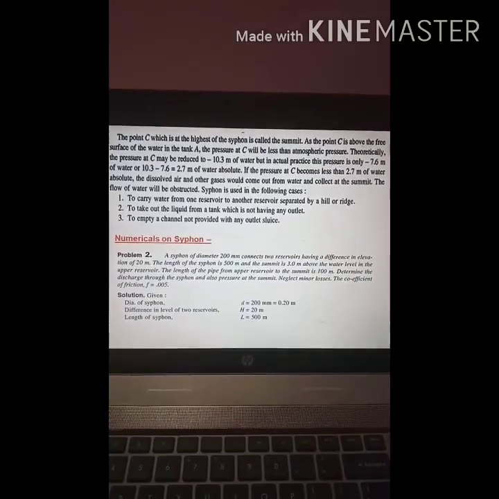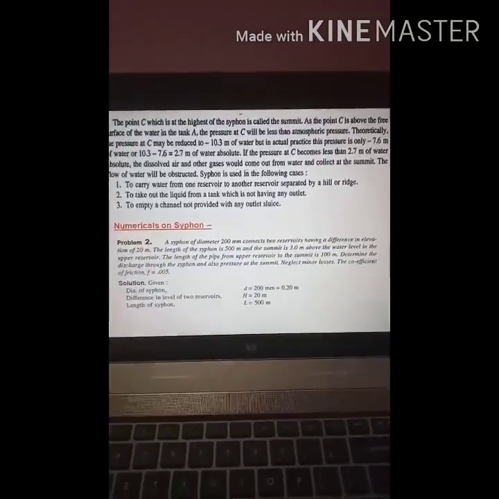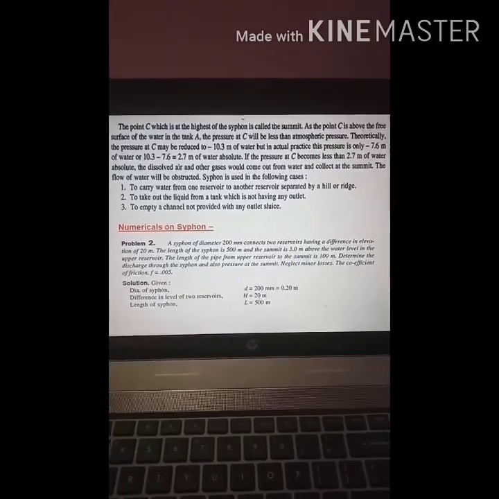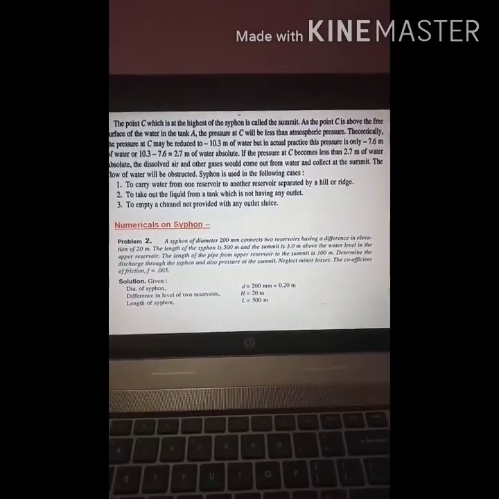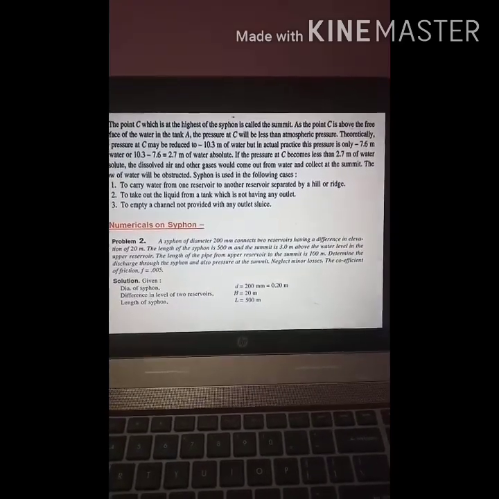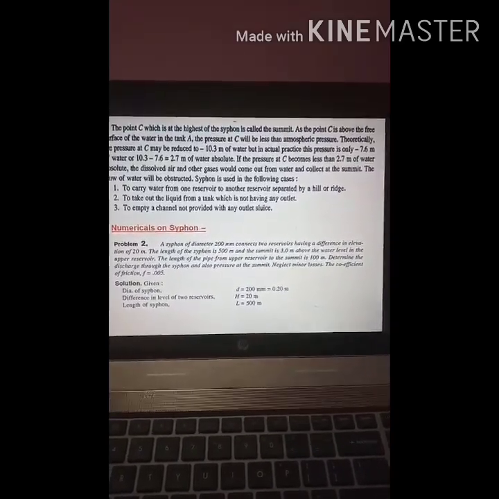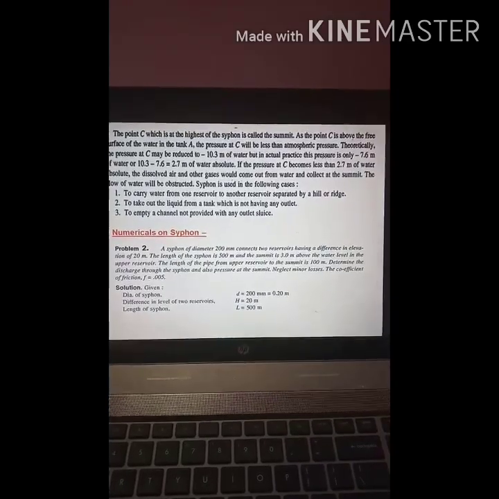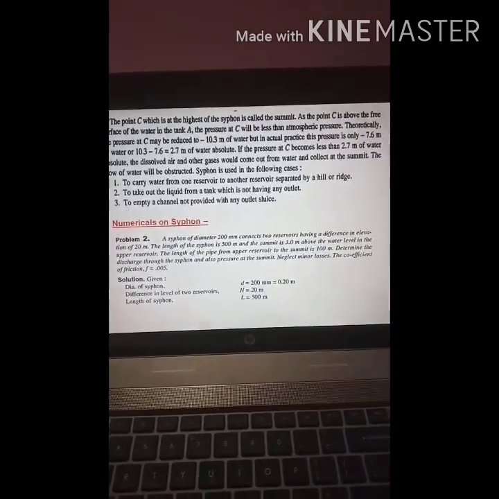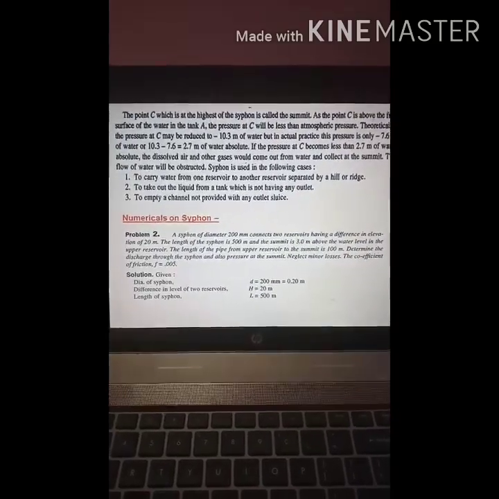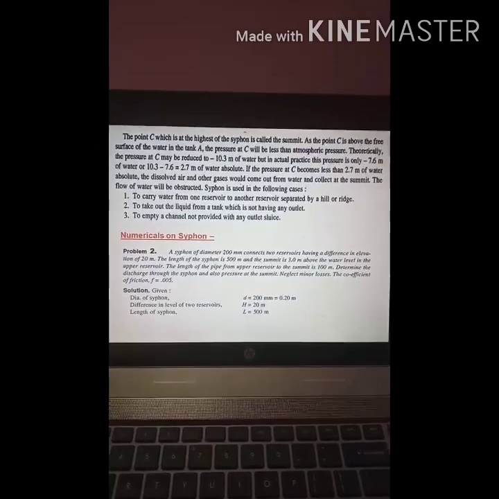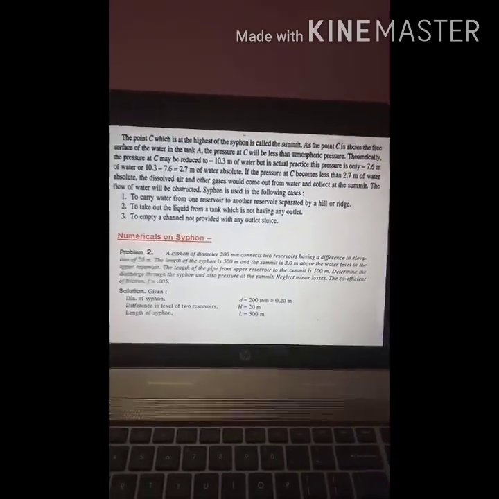Now we have seen that the point C is called the summit. It is above the point A, and that's why its pressure is below atmospheric pressure. As you go above the datum level, the pressure goes on decreasing. Theoretically, you can go up to the minimum pressure, which is called the vapor pressure of water. You can't fall below the vapor pressure of water.